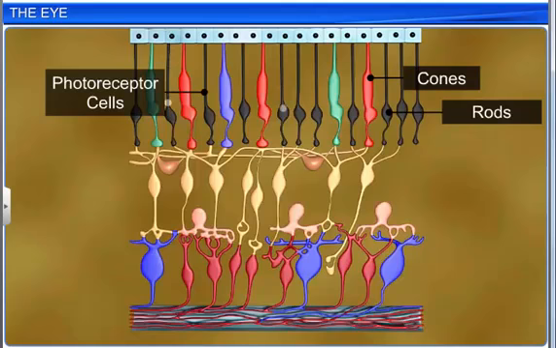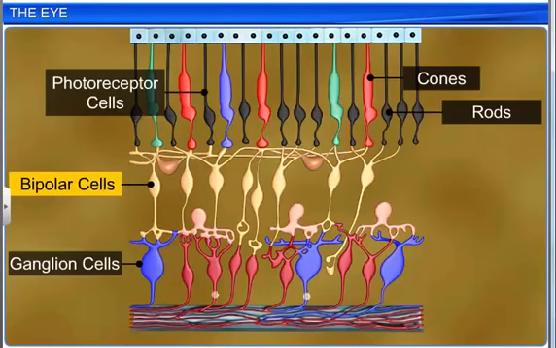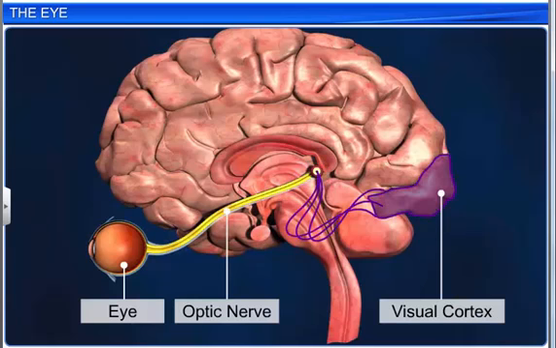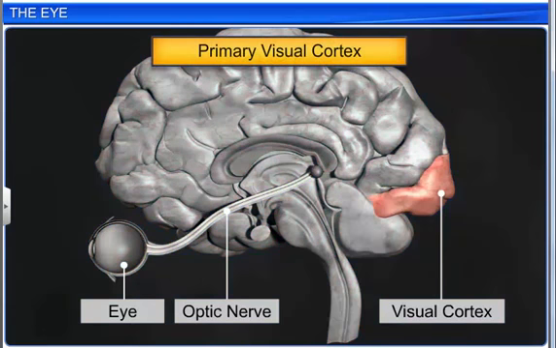This results in the generation of action potential in the ganglion cells through the bipolar cells. The action potential or impulses are transmitted to the visual area of the cerebrum by the optic nerve. These nerve impulses are analyzed in the visual area and help to recognize the image formed.